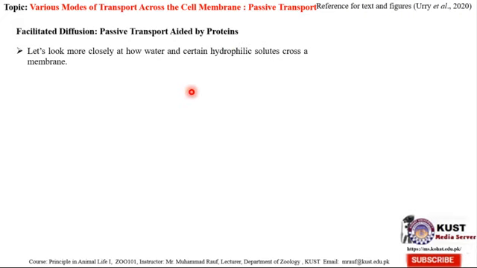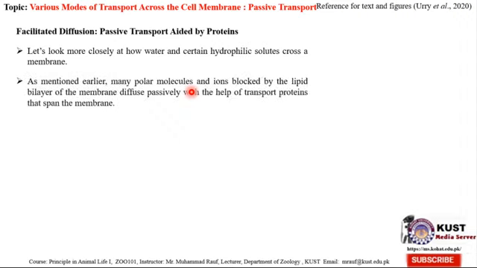Now, some molecules are hydrophilic, and these hydrophilic molecules cannot pass through the plasma membrane directly because the inner part of the plasma membrane is hydrophobic. So polar molecules or hydrophilic molecules and ions are blocked by the lipid bilayer of the membrane, and diffuse passively with the help of transport proteins that span the membrane.